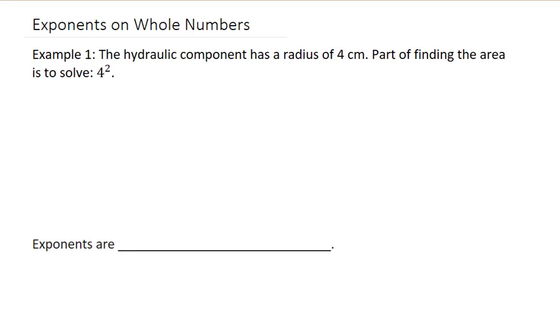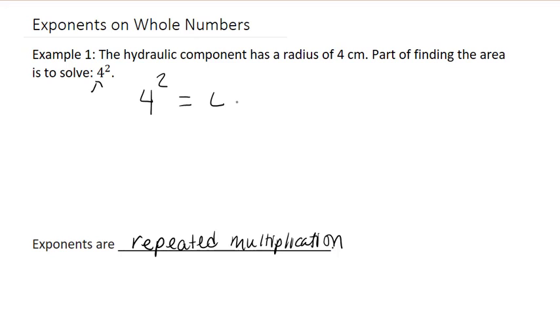So exponents, which would be considered the 2 in this example 1, are just repeated multiplication. For this problem, we have 4, which is considered our base number, and 2 is considered our exponent. So what this really means, 4 raised to the second power, is just saying we are multiplying 4 by another 4 because there's 2 of them. So the 2 is just telling us how many copies of 4 we have.